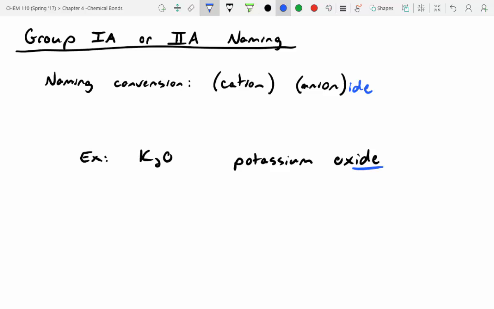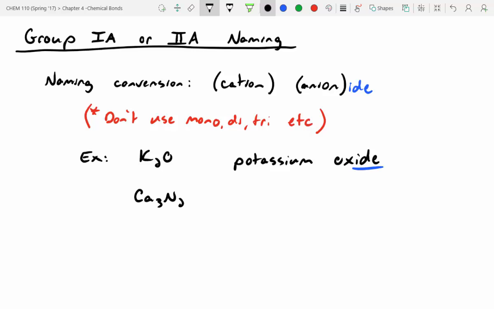One thing that throws people is that you don't use mono, di, tri, tetra. All of those prefixes aren't included because in this case it's assumed, right? So make sure you don't use those. You only use mono, di, tri, tetra, all of those with covalent bonds, not with ionic bonds. So let's do a couple others, and I'll ask you guys to help me with the name. So what do you guys think Ca3N2 should be?